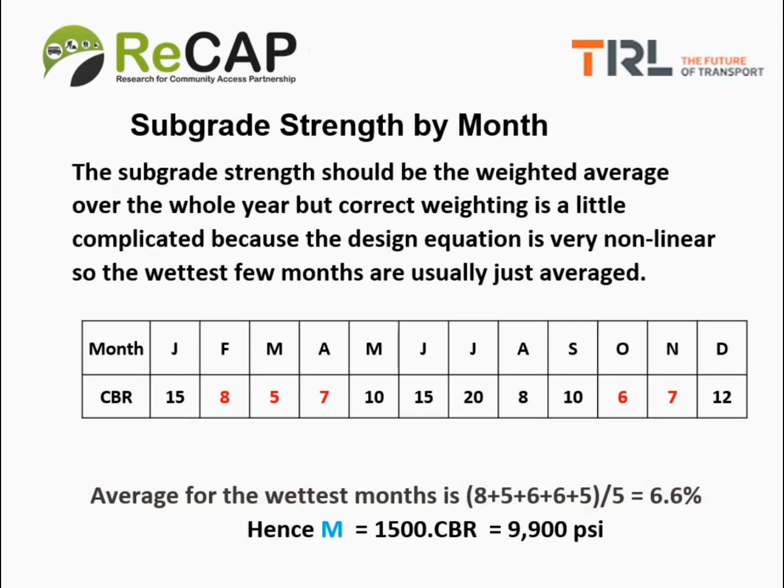In January, the subgrade CBR is typically 15%. The lowest value is 6% in October. The 5 lowest values are 8, 5, 6, 6, and 5, and that's an average of 6.6%. So as a fairly good guide, using 6.6%, that gives us a modulus of 1,500 times 6.6, which is 9,900 psi.